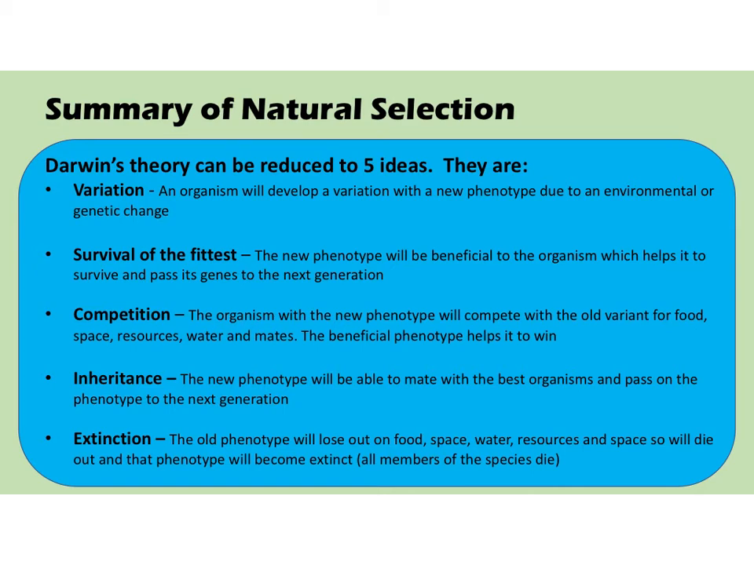The new phenotype will be able to mate with the best organisms and pass on the phenotype to the next generation. That's called inheritance. The old phenotype will lose out on food, space, water, and resources, so will die out, and that phenotype will become extinct, which means all members of the species will die. And that's extinction. So Darwin reduced his theory down to those 5 ideas, and now we're going to look at some examples of how that works with different organisms.